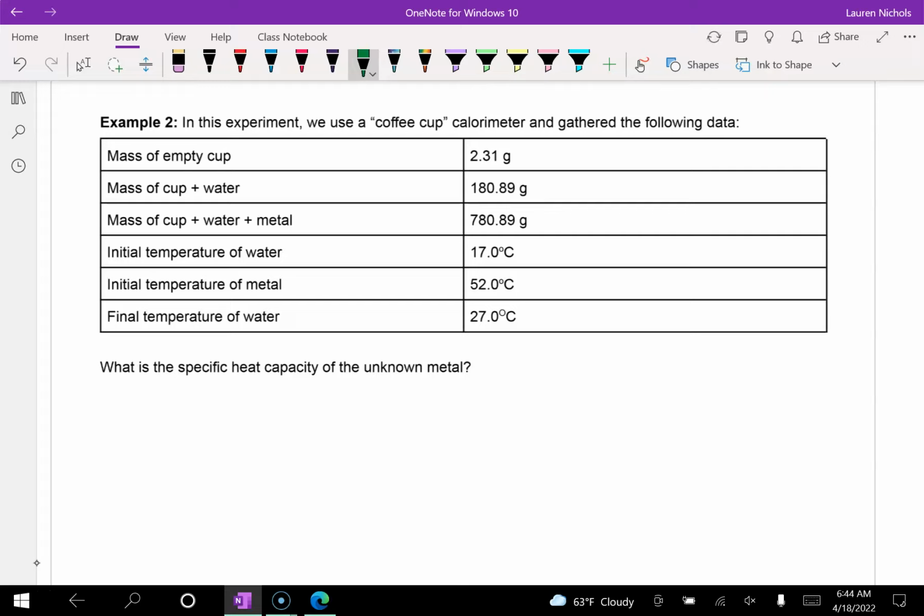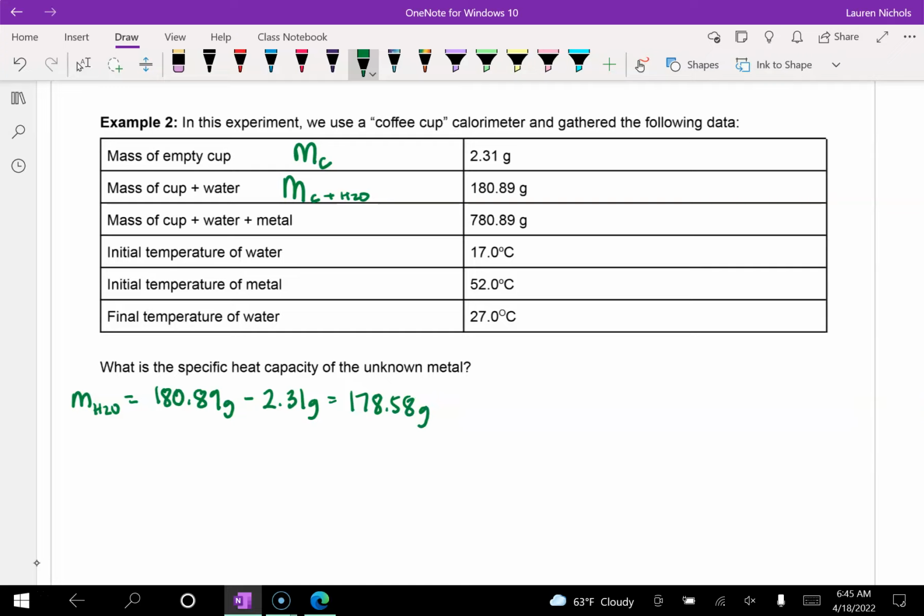So we know that if this is the mass of the cup plus water, and this is the mass of just the cup, I can subtract those two to find out just the mass of my water. So what I can say is, let's just do that down here. The mass of my water would be equal to 180.89 grams minus 2.31 grams. So 180.89 minus 2.31 gives us 178.58 grams.